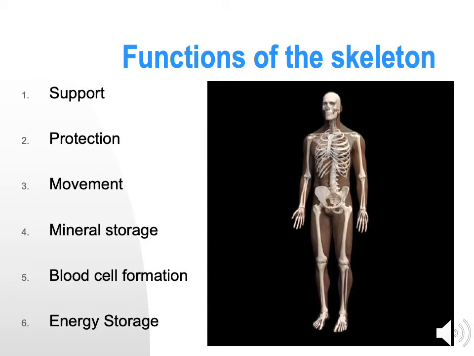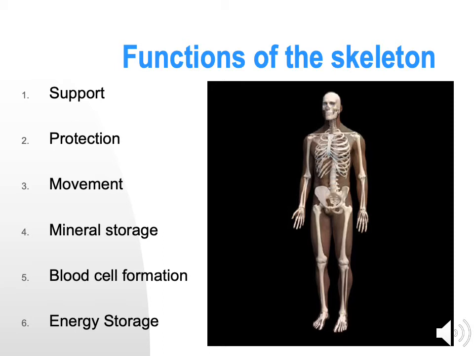The bones also allow for the attachment of muscles to them via tendons. And so when a muscle contracts, it pulls on a bone and can produce movement at the joint which it crosses. So a very, very close partnership there.